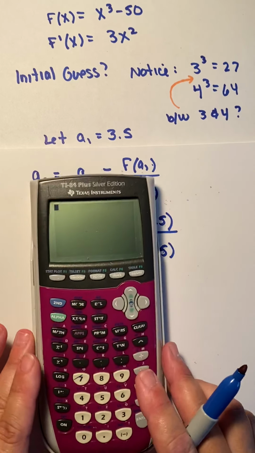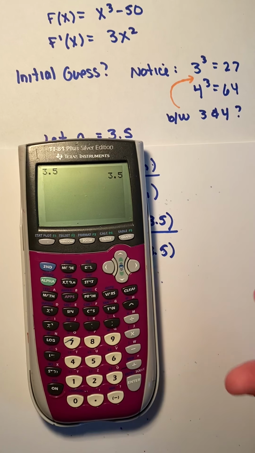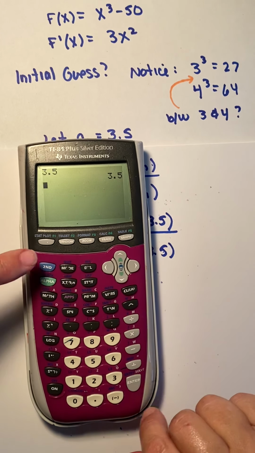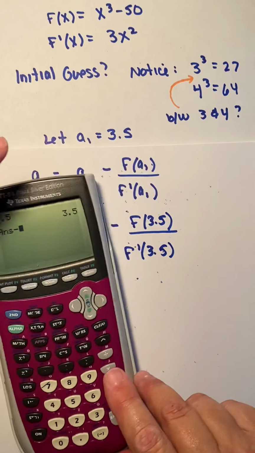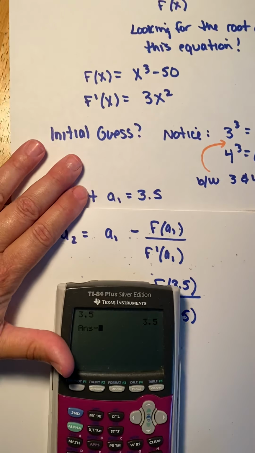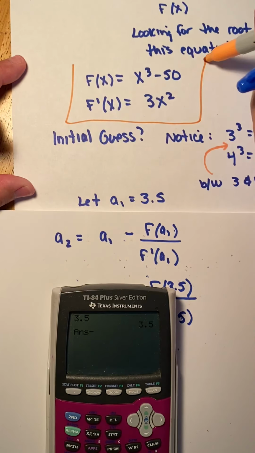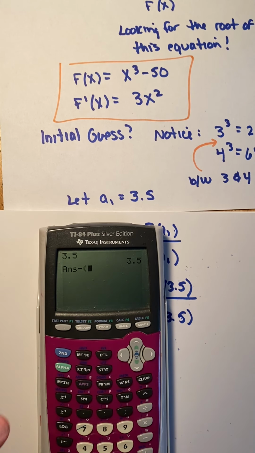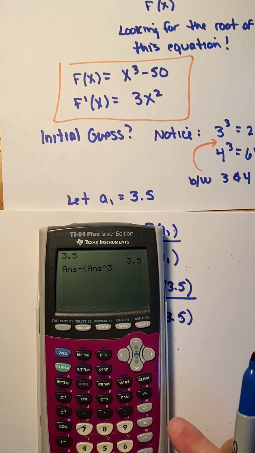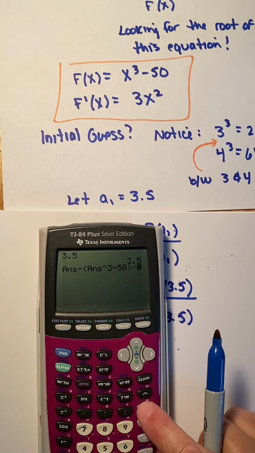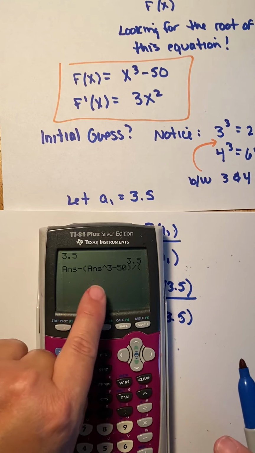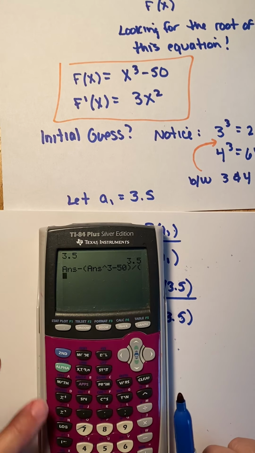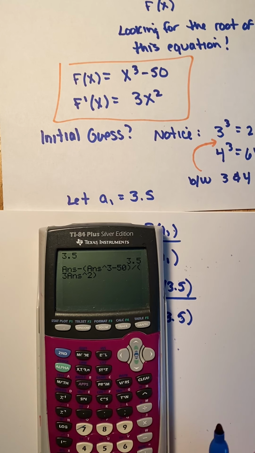So I'm going to clear my calculator, and I'm going to enter 3.5 as my answer. That's my initial guess. Now remember, we're going to do the answer minus the function evaluated at the answer, divided by the derivative at the answer. Here's my function right here. So the numerator is answer cubed minus 50. You don't want to use that number 3.5 at all. You want to call it answer, because then it will let us keep doing the process without having to retype everything. So answer cubed minus 50, all divided by parenthesis 3 answer squared. My first guess was 3.5, and this gives me a better guess, 3.69.